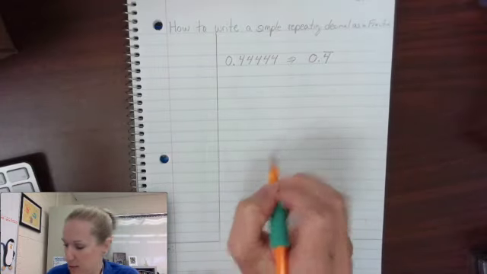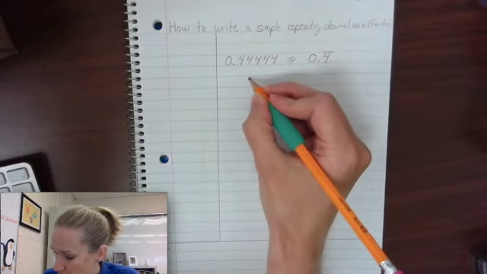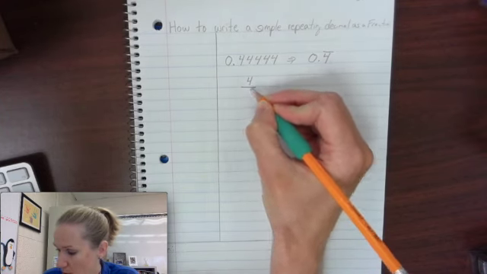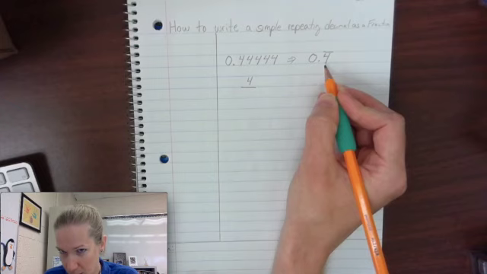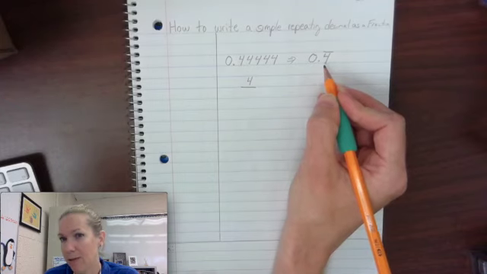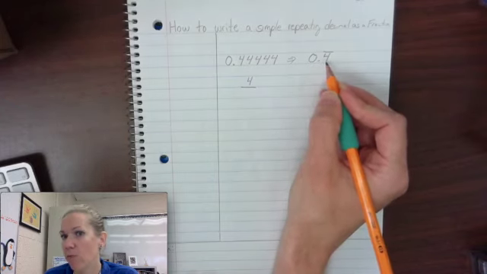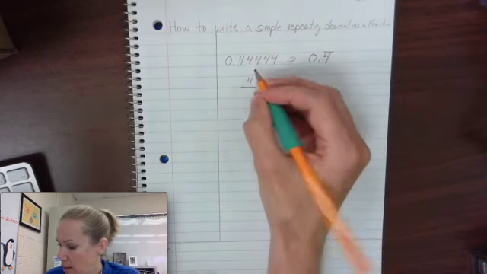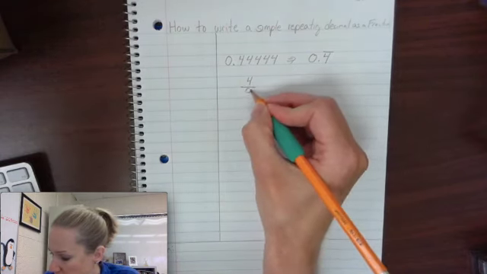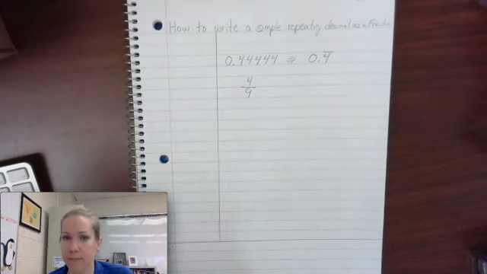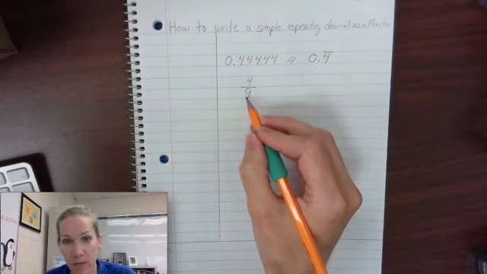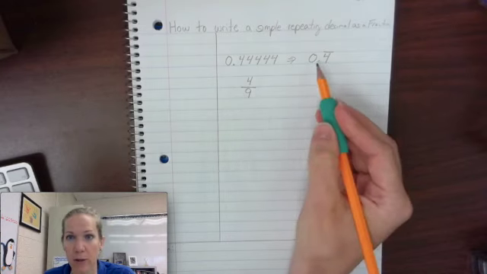So to write this as a fraction, we're going to take 4 and put it over 9, because this isn't 4/10, right? It's a little bit bigger than that because it's 0.444444. So we're going to make it 4/9. Now 4/9, when we divide this out, gives us 0.4 repeating.